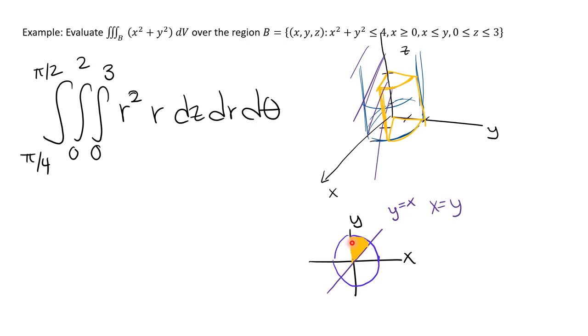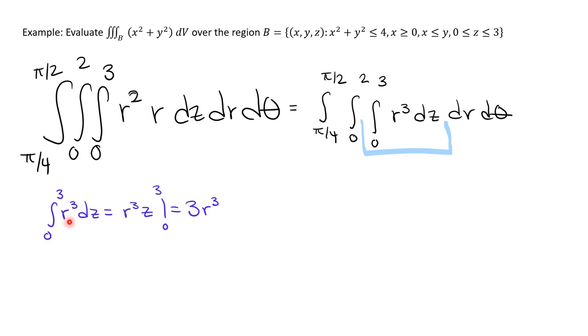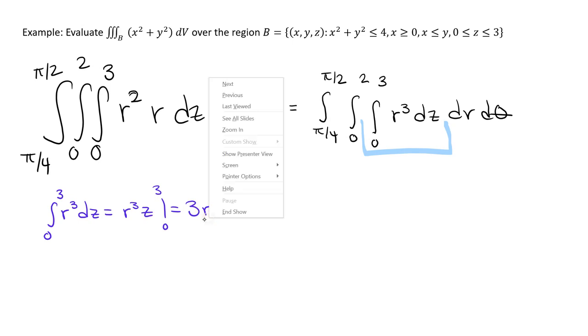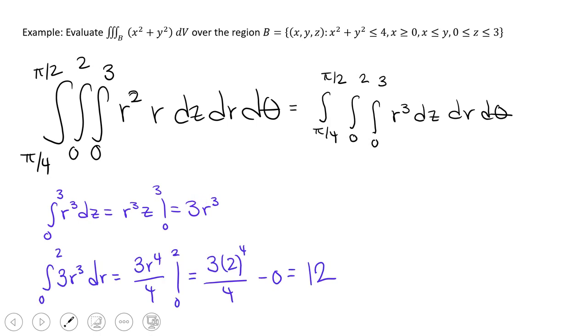All right, so now that we've got the integral written, now we just have to solve it. So I might as well take the r squared times r. That's r cubed. We'll do our inside integral first. Integrate r cubed with respect to z. We get r cubed z. Plug in my bounds of integration and subtract. And so that turns into 3r cubed.